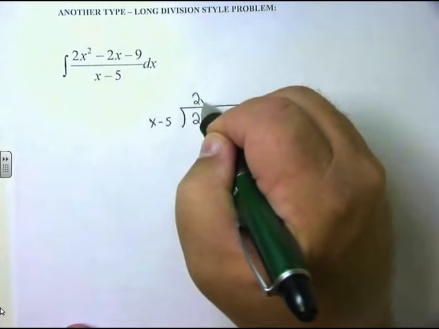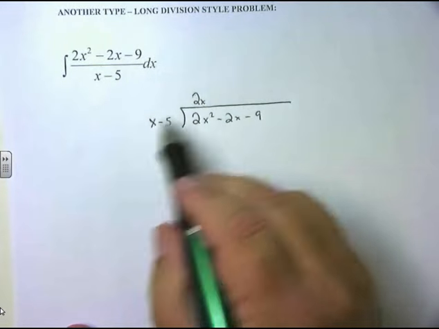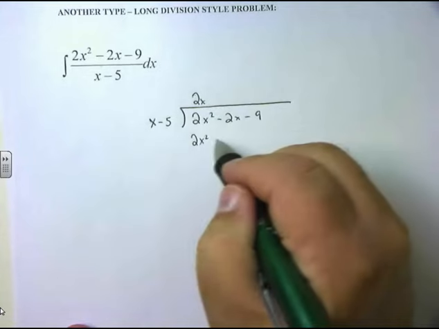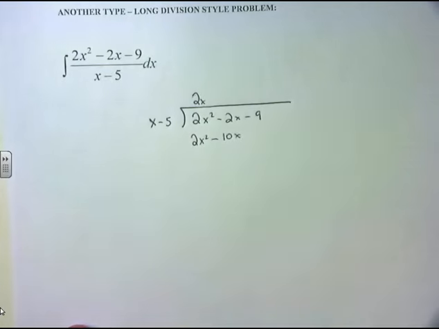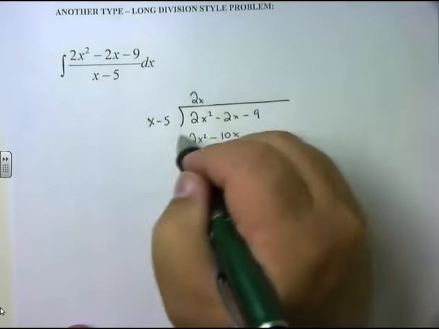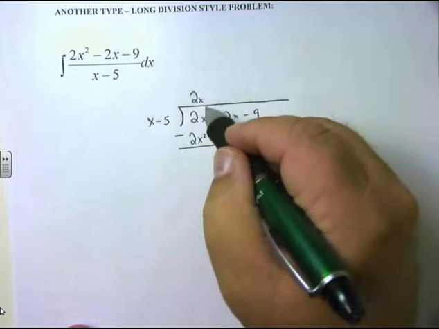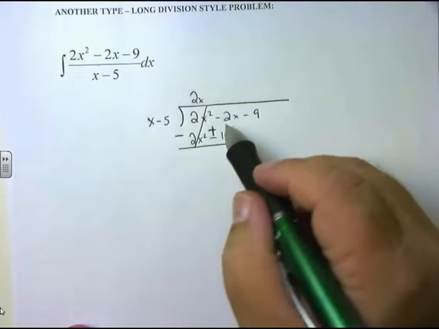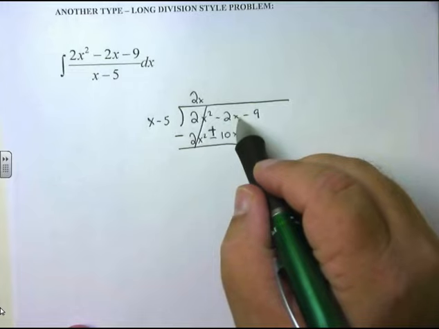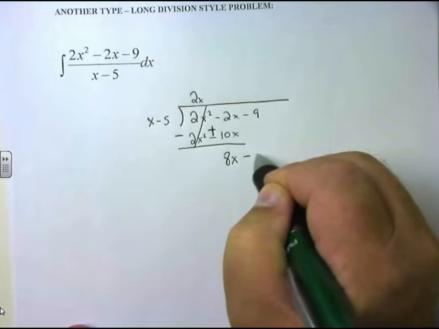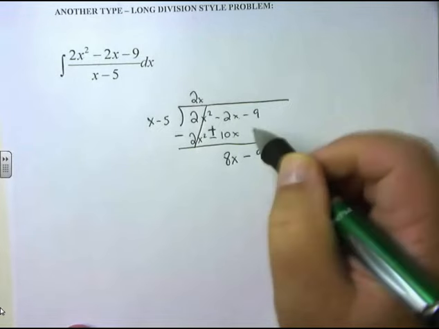Well, that goes 2x. And then you multiply and distribute. 2x times x is 2x squared. 2x times minus 5 is minus 10x. And then when we're doing long division, we would subtract, which changes my signs, and then cancel. The first term should always cancel, and here we go. What is minus 2x plus 10x? It's 8x. Bring down your next victim, minus 9, and play the game all over again.